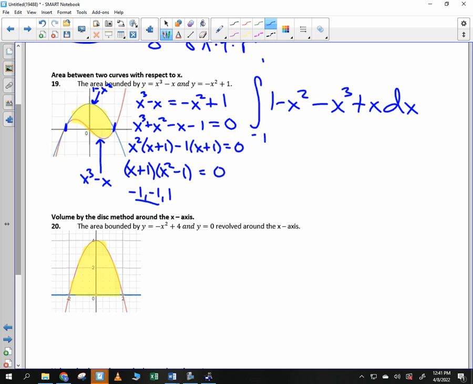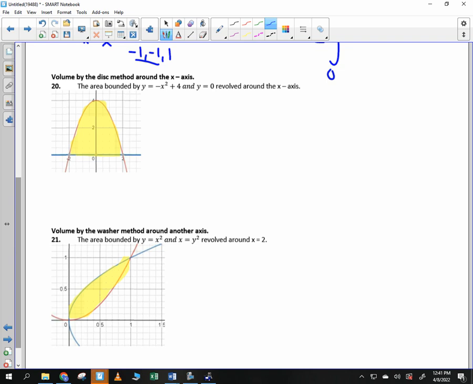So true or false, if I'm going negative 1 to positive 1, I could just go 0 to 1 and double it. Which is it? It is false. Why? Because the area is not symmetrical on both sides. If you were to divide it in half, that side's bigger than that side, right? So you have to make sure that the area is symmetrical. In this situation, I could do it, right?